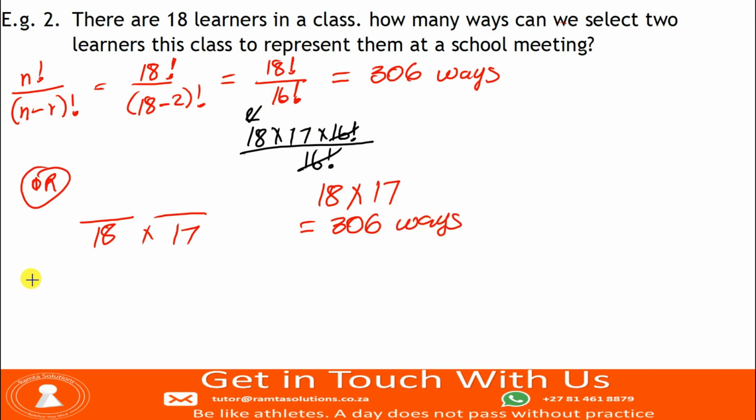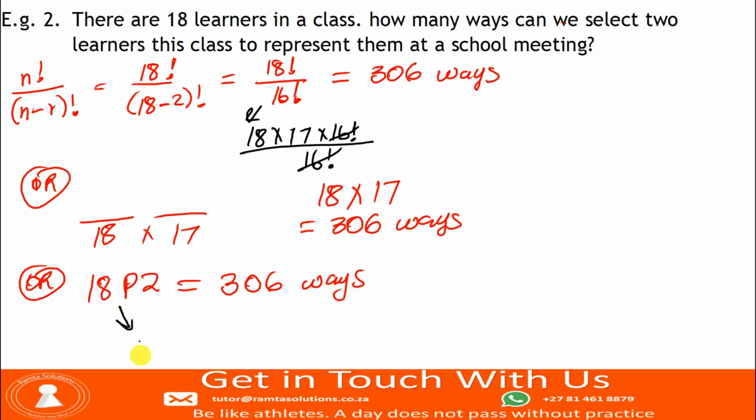All right? Now, the last one that I really don't advise you use, but it's good to know, it's this one here. The nPr. So let's see. You have 18 objects, you are permuting 2. So what is your answer? 18 P 2. Your answer is still 306 ways. Remember, your calculator has that function nPr.